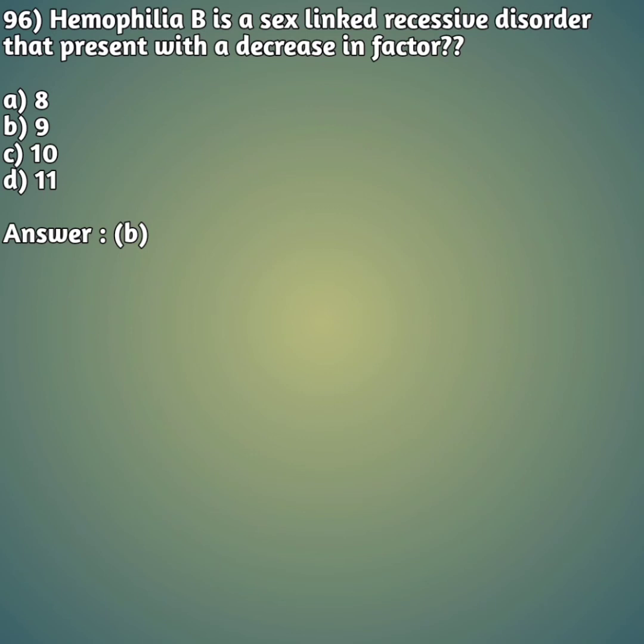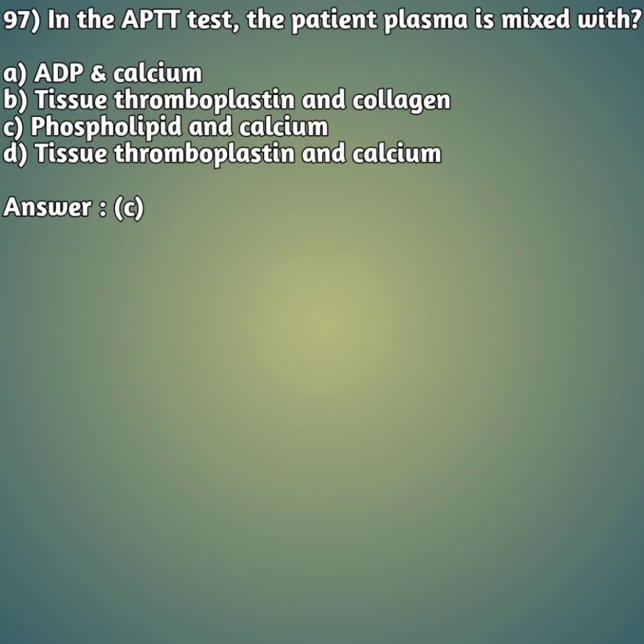Okay friends, moving on to our 97th question. In the APTT test, the patient plasma is mixed with option A, ADP and calcium, option B, tissue thromboplastin and collagen, option C, phospholipid and calcium, and option D, tissue thromboplastin and calcium. So the right answer is answer C, phospholipid and calcium. It is mixed with the patient's plasma while performing the APTT test.